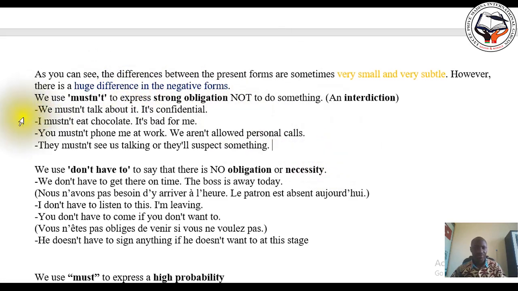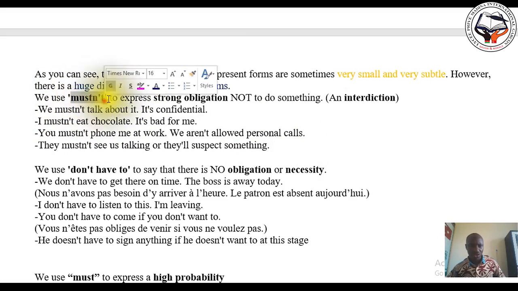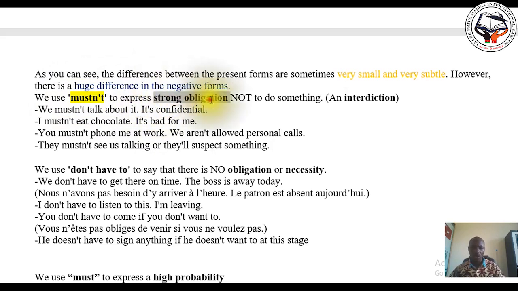Okay, we use mustn't to express what? We use mustn't to express a strong obligation not to do something. Okay, an interdiction.